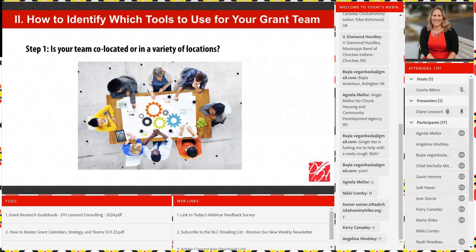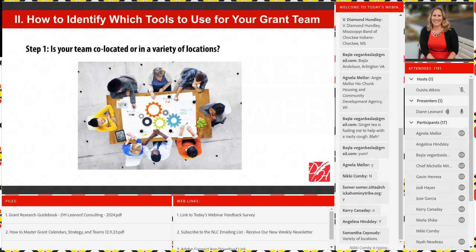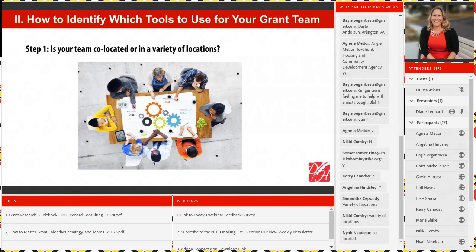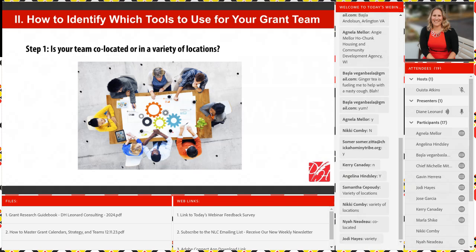That's the first thing that we want to consider when we look at how we are going to facilitate this grant team to be as effective as possible. So if you're willing to share that answer to step 1, variety, or you could say dispersed or hybrid, or are we all together? Are we co-located? Okay, we've already got a few of the dispersed, so working from a variety of locations. I see also, though, we do have some folks that are all in one place together.